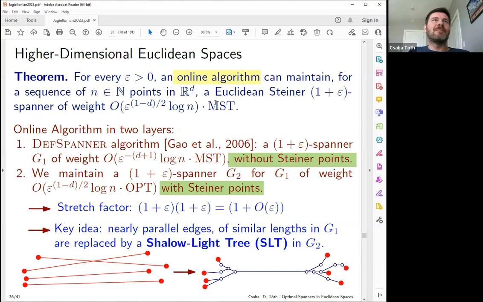And the other slides are about higher dimensions. That's also very interesting, but I think I've used up my 90 minutes.